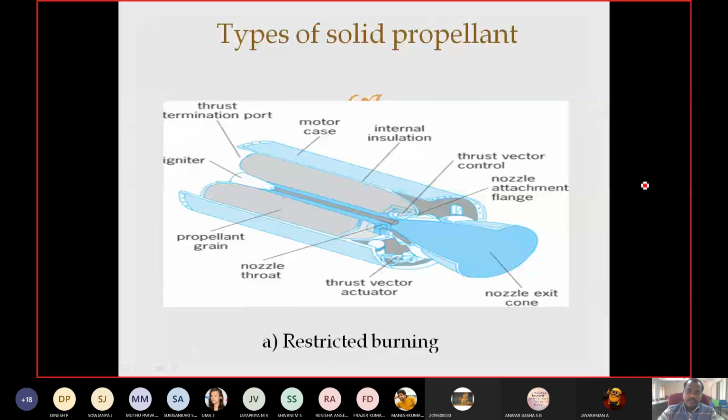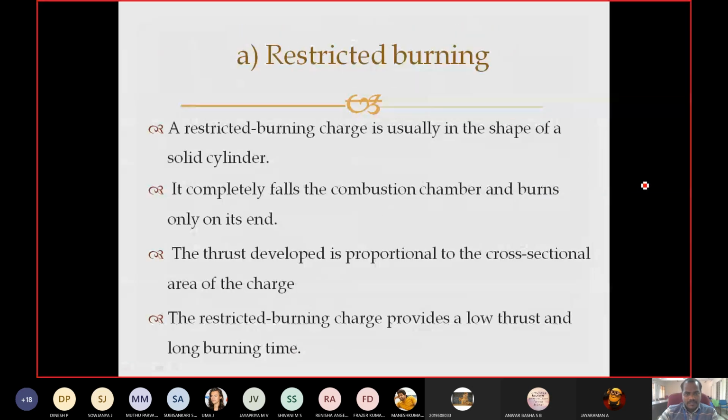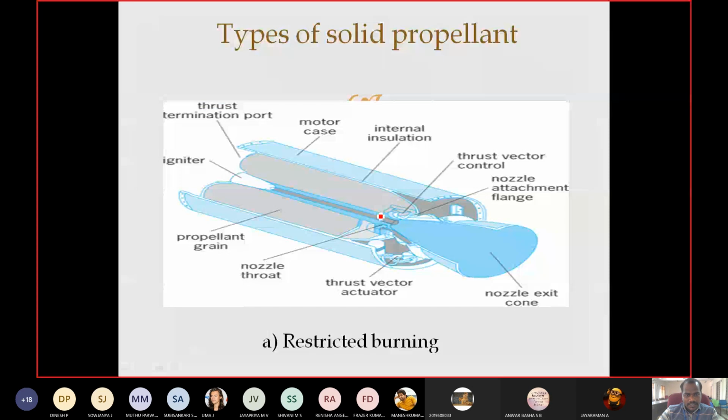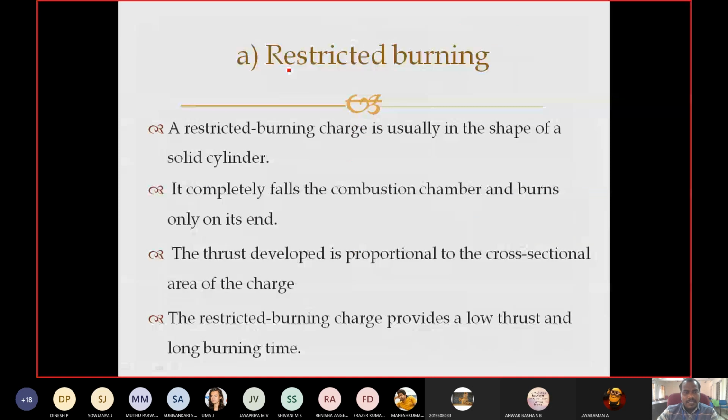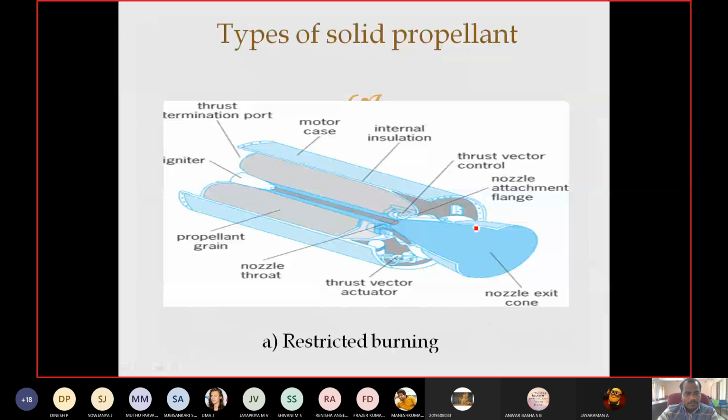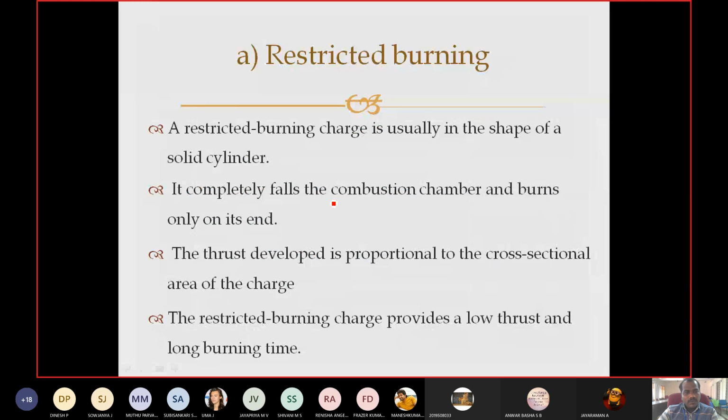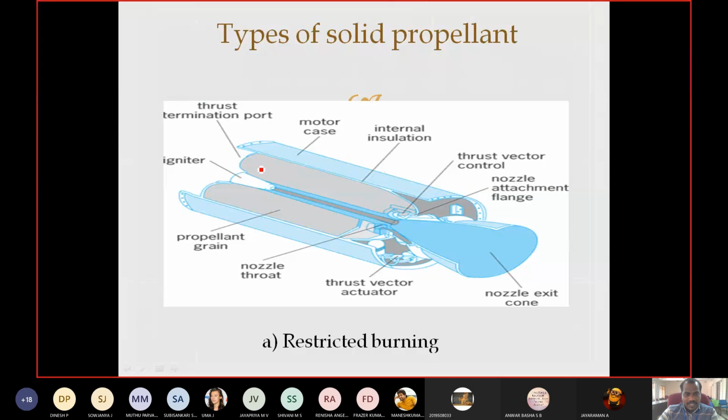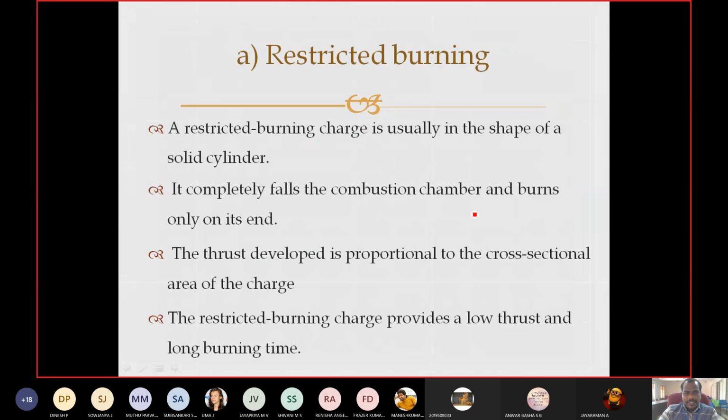We have restricted burning solid propellant, where the burning is restricted in some manner. A restricted burning charge is usually in the shape of a solid cylinder. It completely fills the combustion chamber and burns only on its end. The igniter is at one end, so if we fire the solid propellant at this portion, it burns like this and ends here. Because of that, we call this restricted burning.